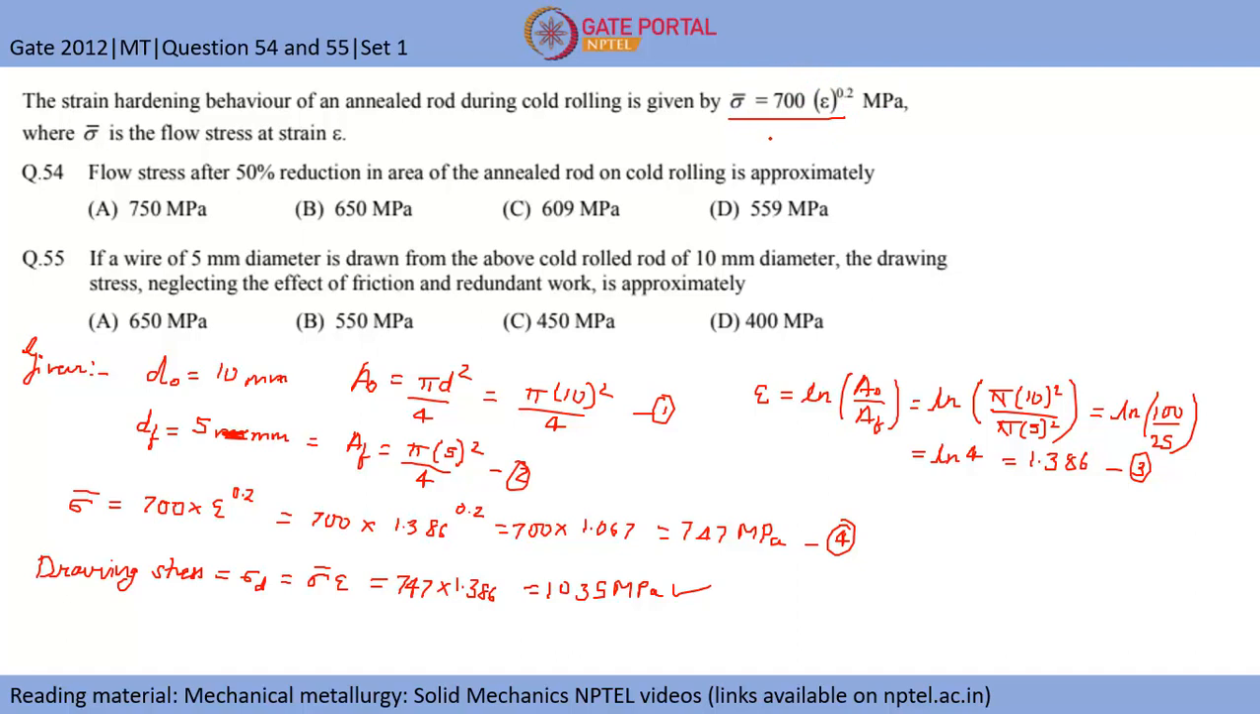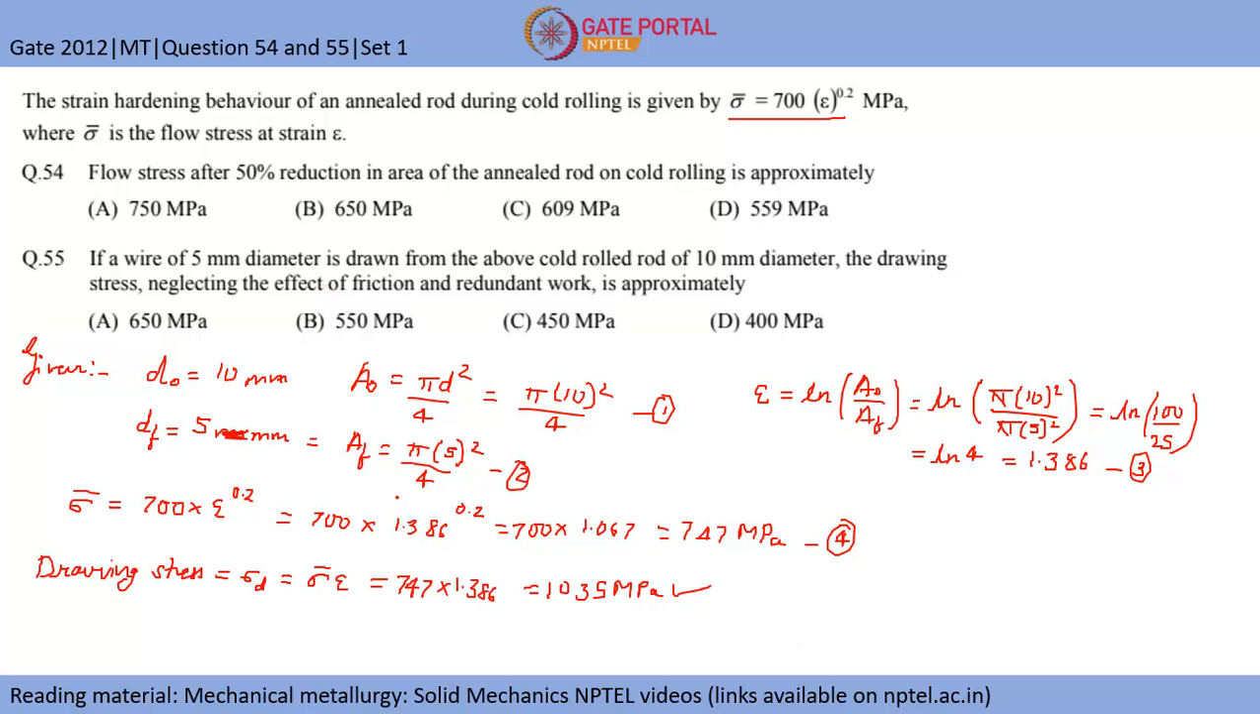Flow stress is given by this equation, and in both cases you needed to find out the true strain of the material. If you know the true strain of the material, then you will be able to find the flow stress of the material. And in question number 55, one additional step was there. Flow stress is not equivalent to the drawing stress.